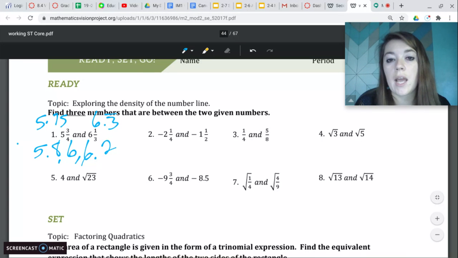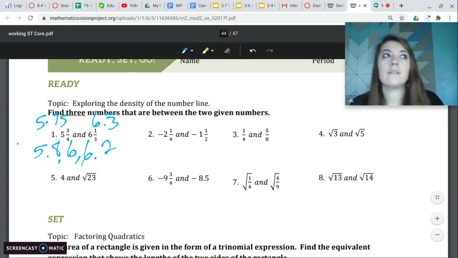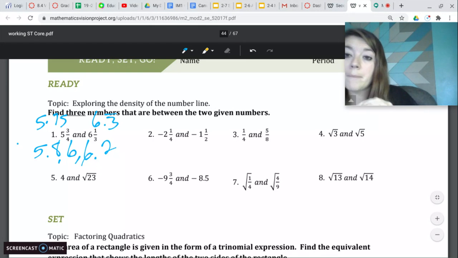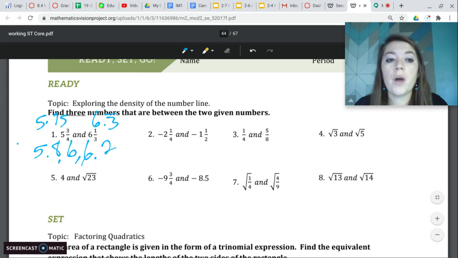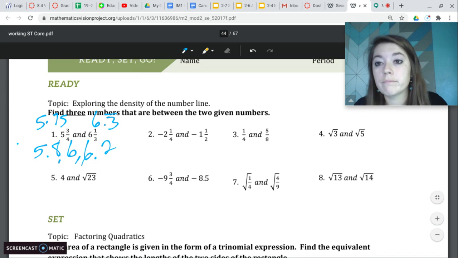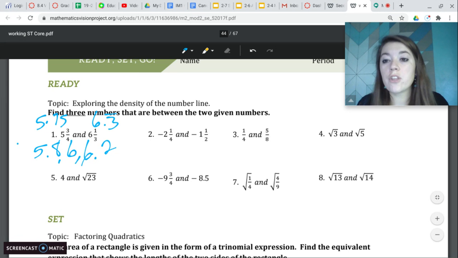So this is all about just finding numbers in between any two given numbers. And there's an infinite number of possibilities for what you could put here. Because honestly, you could put 5.751, 5.7501. Those are possibilities, just extending out to a further place value on our decimal. And we can go infinitely far on those decimals, okay?